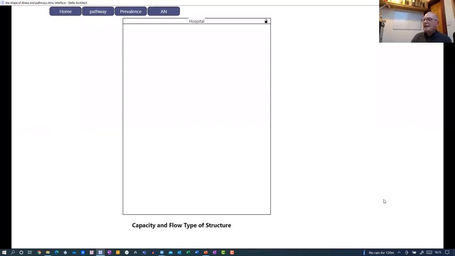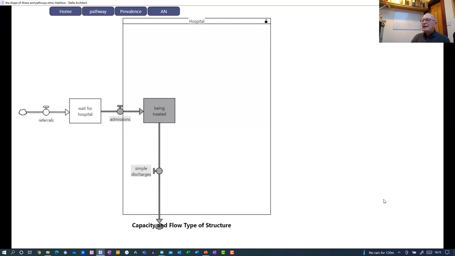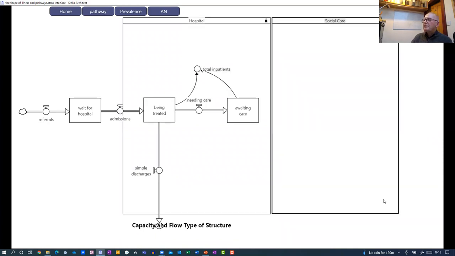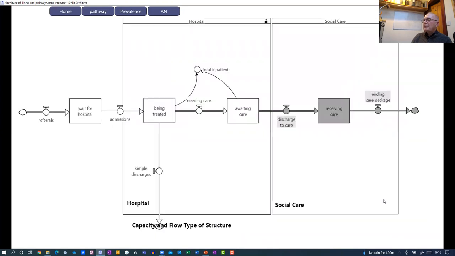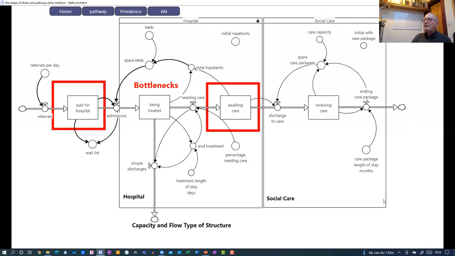Okay. So what I mean by a capacity and flow type of structure is where you've got, say, a hospital with a waiting list, with people going in, getting treated, and then being discharged. And the main flow looks a bit like that. People go in and people come out again. But some people need something else. They need care from some other part of the system. And so we have, if you like, a social care sector, and it has a capacity. And what you end up with is bottlenecks at various points along this chain. And this is a very simplistic view of that model, but that's the kind of model that we often build.